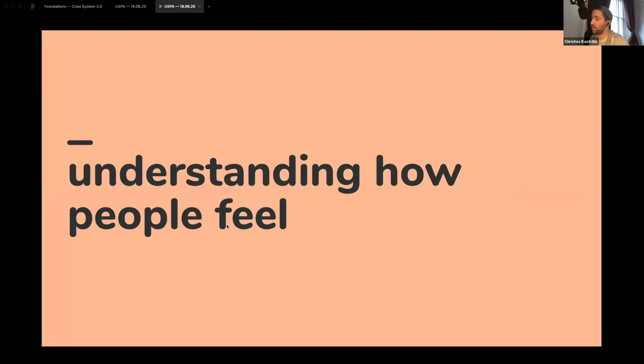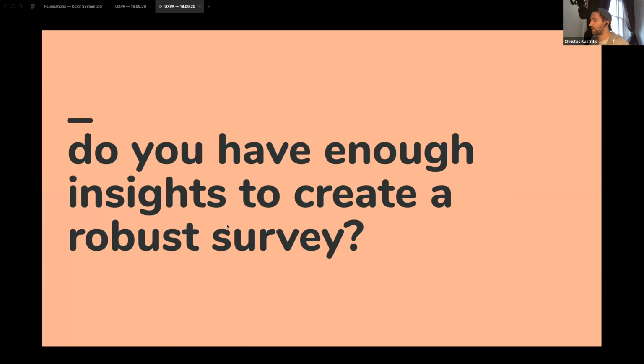But really, what sentiment is, we're trying to understand how people feel when they're using our design system, right? And we can do this lots of different ways, actually. But the question that I struggled with was, do you have enough insights to create a robust survey? That's generally the starting point for a lot of teams. I find they'll send out a quarterly or biannual survey, and that's a really great place to capture it. But really, do we have enough insights to create one in the first place? And for me, joining a team that already had a design system up and running, that actually wasn't the case.